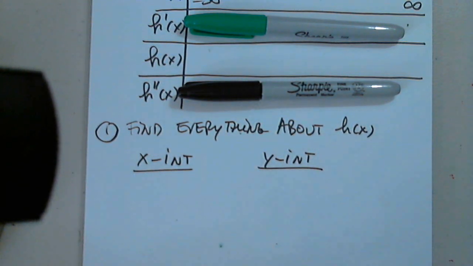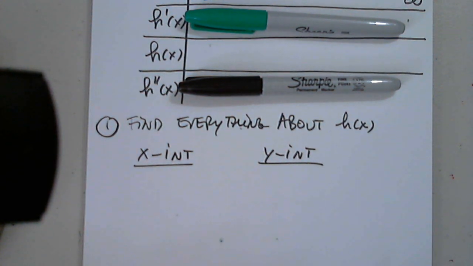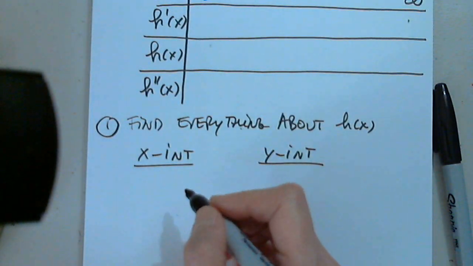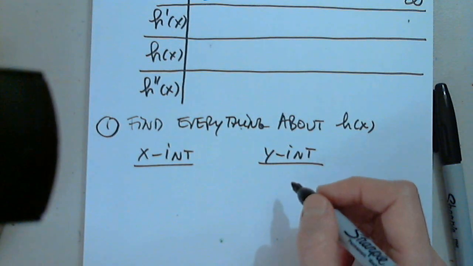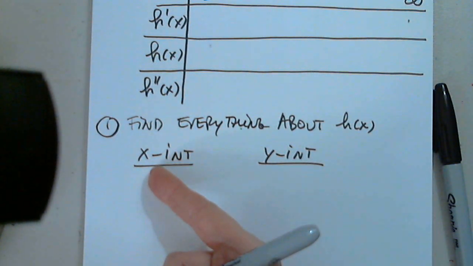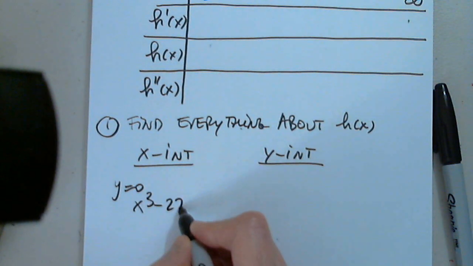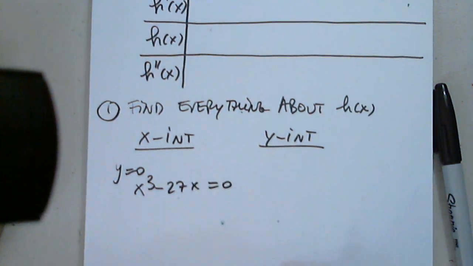So how do I find the x and y intercepts for any function? Make the equation equal 0 for x and then plug 0 in for x for y. Yes, awesome. So here, for the x-intercepts, y equals 0. And we have x cubed minus 27x equals 0.